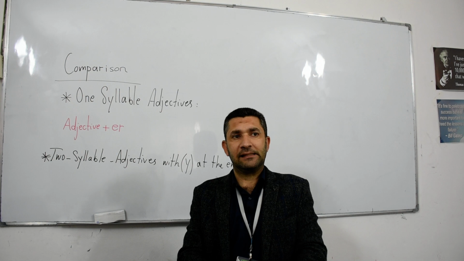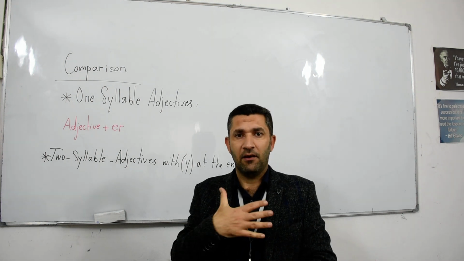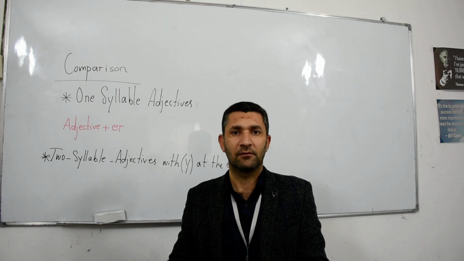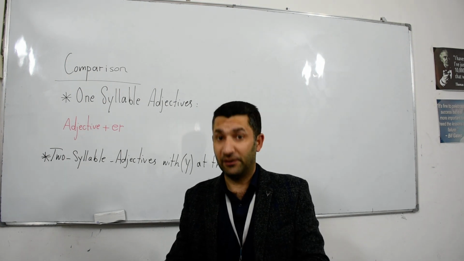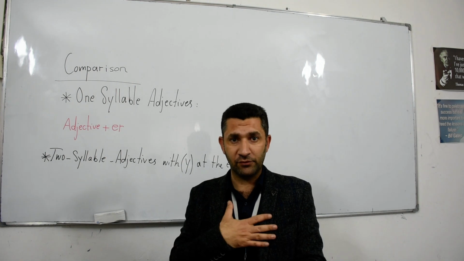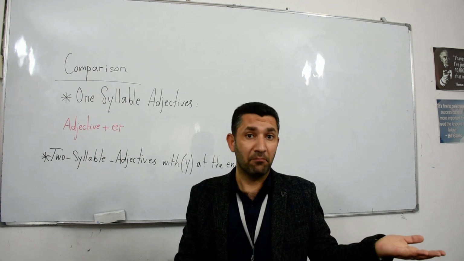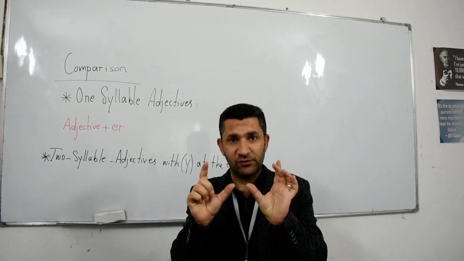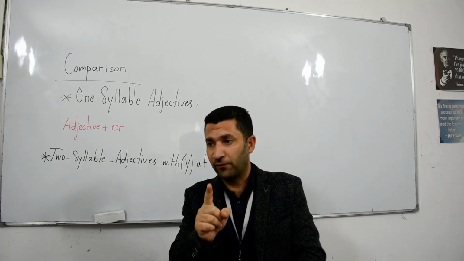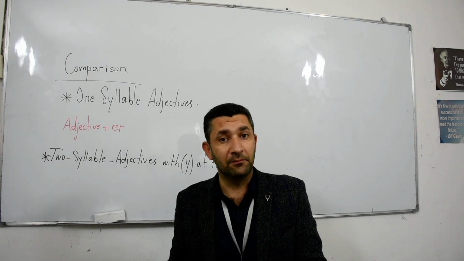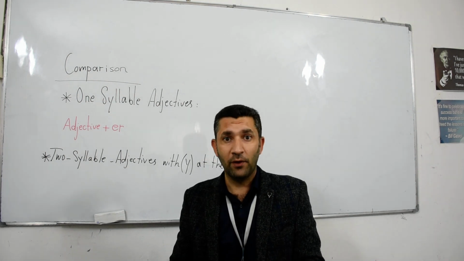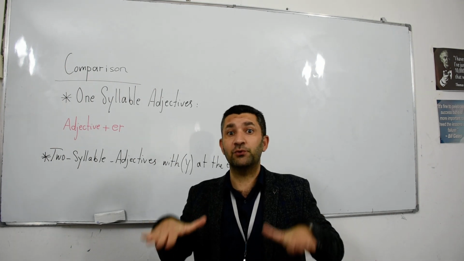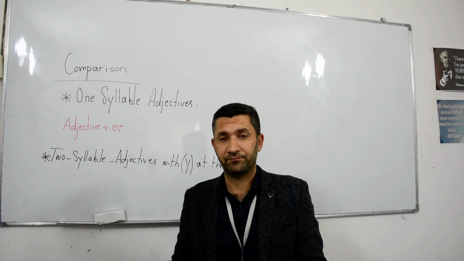Okay, we can see that my house is bigger than my friend's house. Let's repeat that again. My house is bigger than my friend's house. So the comparative here is bigger. And don't forget, after the comparative degree, you have to use the word than. Why? Because we are comparing two entities or two things.